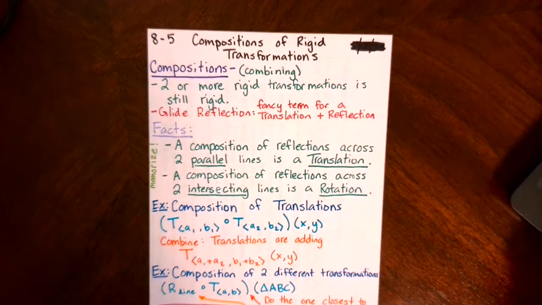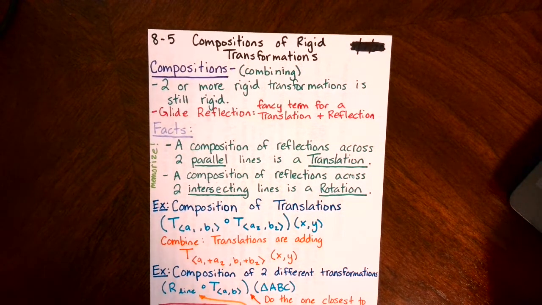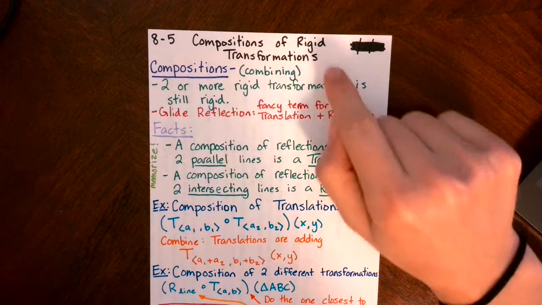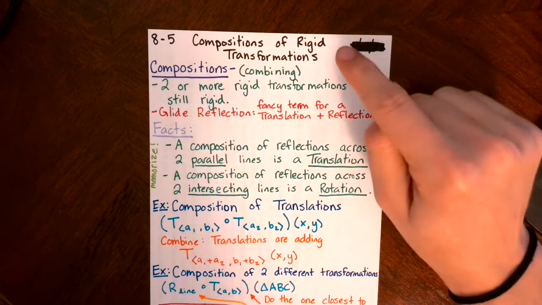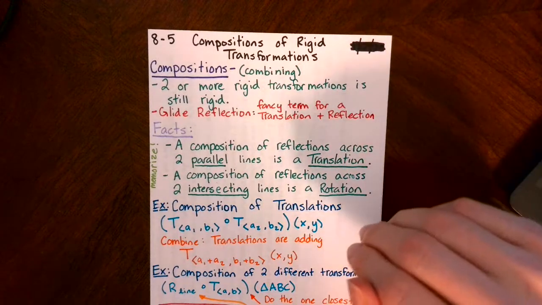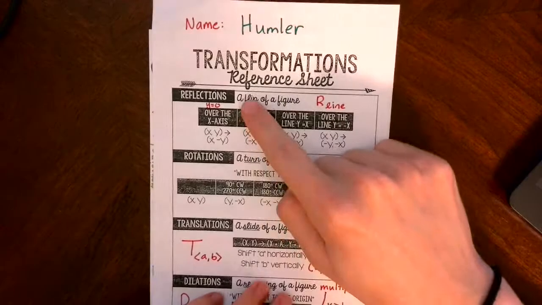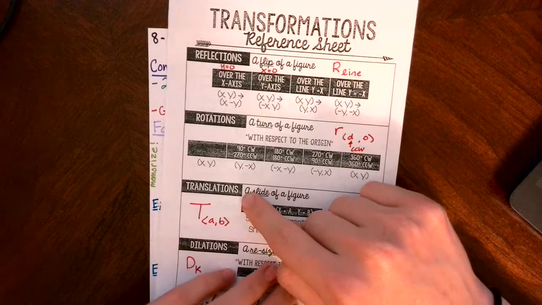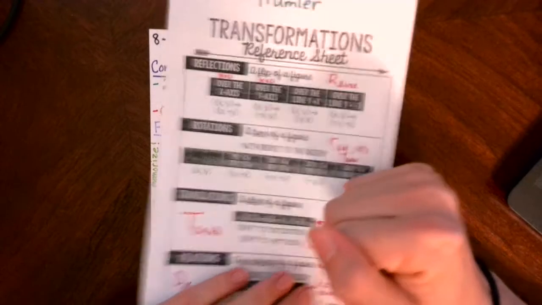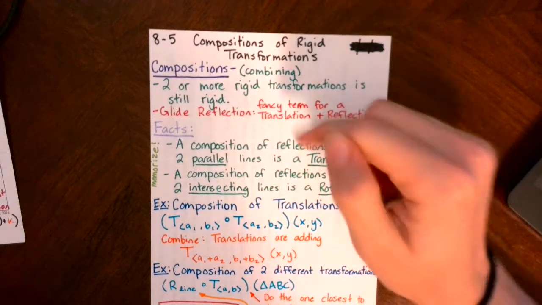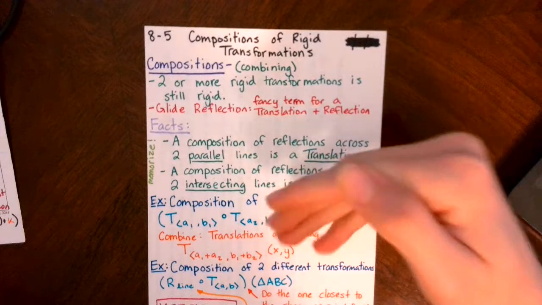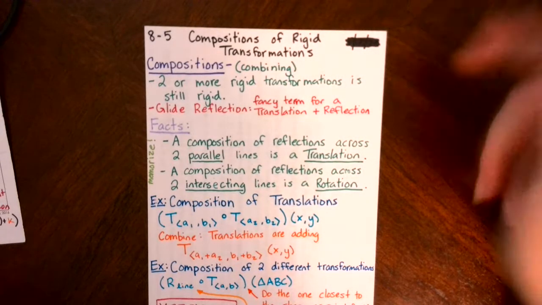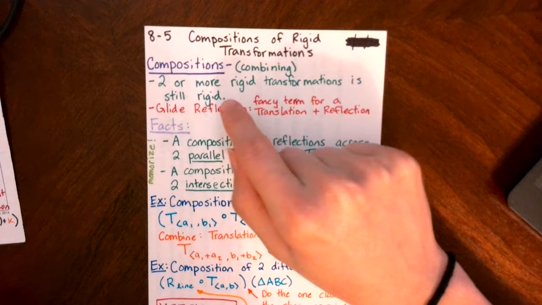Okay, so for 8-5, compositions of rigid transformations, composition just means to combine, okay? We're combining two or more rigid transformations, which, if you recall, rigid transformation means that it does not change shape or size. So the ones we've learned about, reflections, rotations, and translations, we're just going to be focused on combining those, okay? Now, when we combine two or more rigid transformations that don't change shape or size, it doesn't change shape or size. So it's still rigid, okay?